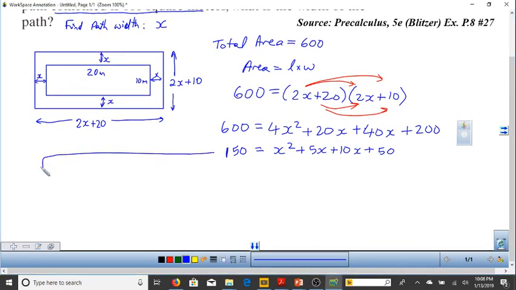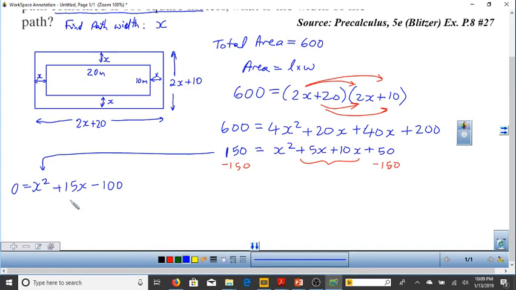And we have x squared. I'm going to subtract 150 from both sides. So x squared plus 15x minus 100 is equal to 0. When I subtract 150 from both sides of the equals, and then I also combine the x terms, we end up with this equation. And now we can simply solve this by quadratic formula or by factoring.